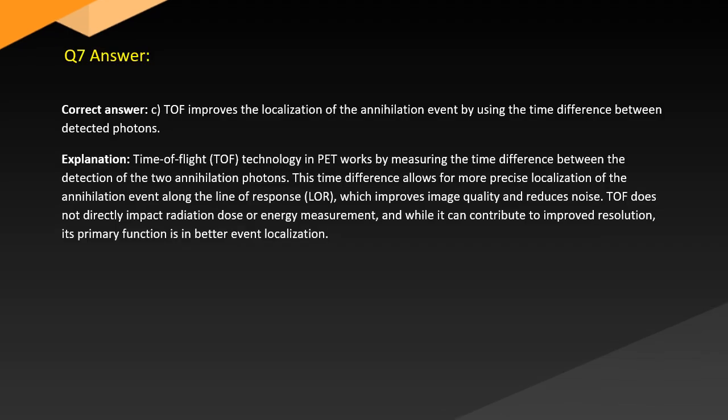Answer. Correct answer: C. TOF improves the localization of the annihilation event by using the time difference between detected photons. Explanation. Time-of-flight (TOF) technology in PET works by measuring the time difference between the detection of the two annihilation photons. This time difference allows for more precise localization of the annihilation event along the line of response, which improves image quality and reduces noise. TOF does not impact radiation dose or energy measurement, and while it can contribute to improved resolution, its primary function is in better event localization.